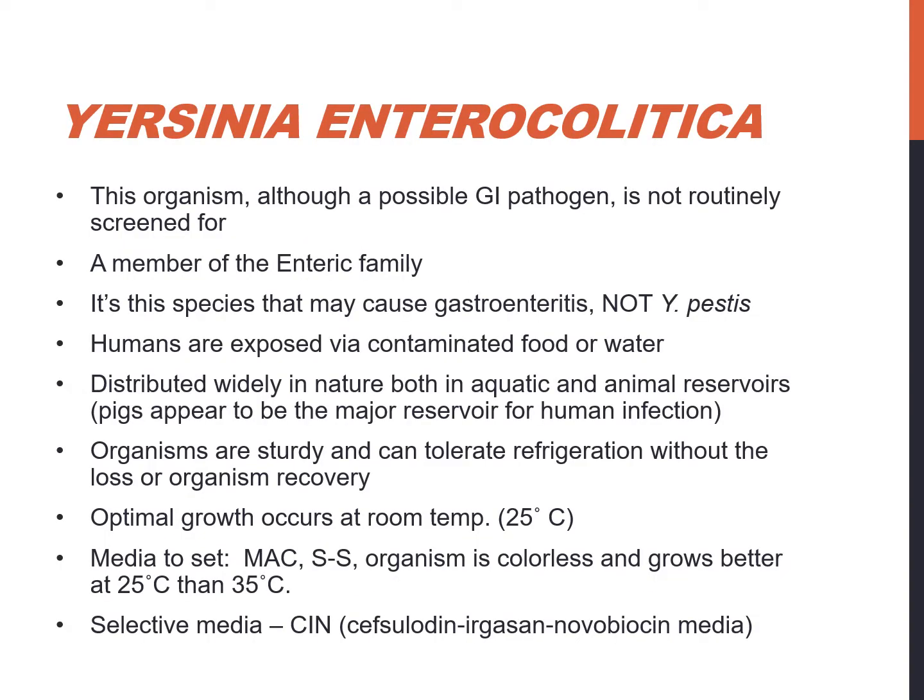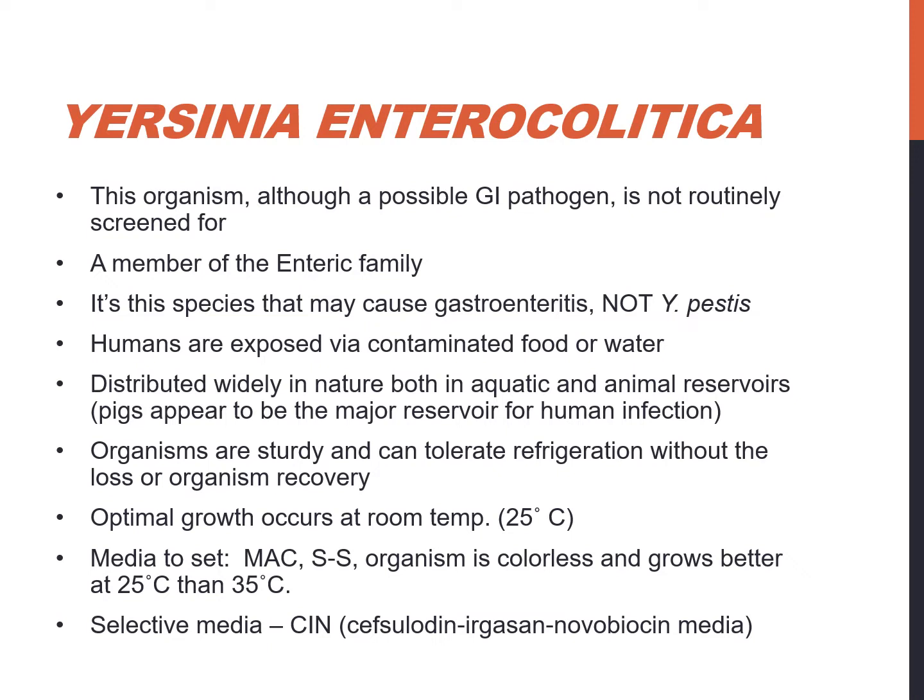Yersinia enterocolitica causes an infection similar to Salmonella. We don't see it in the United States too much, but we do see it more commonly in Europe. It is known to contaminate blood products also and can tolerate refrigeration. This organism prefers cooler climates like northern Canada and the northern United States. It can be a gastrointestinal pathogen, although it's not routinely screened for. It is a member of the enteric family.